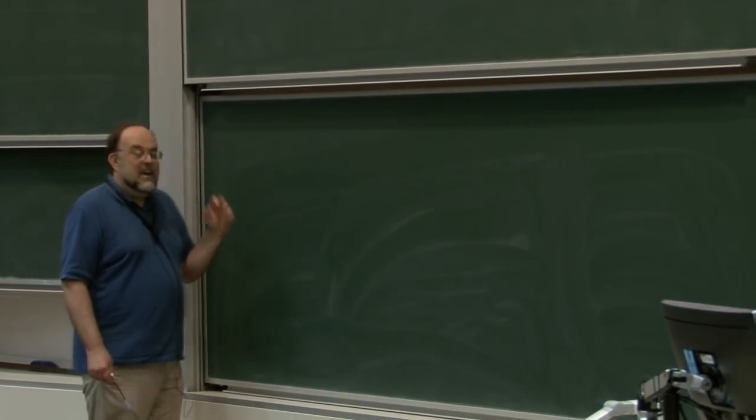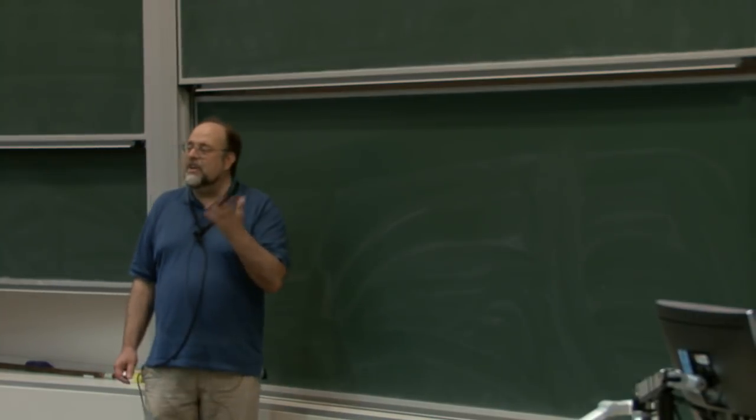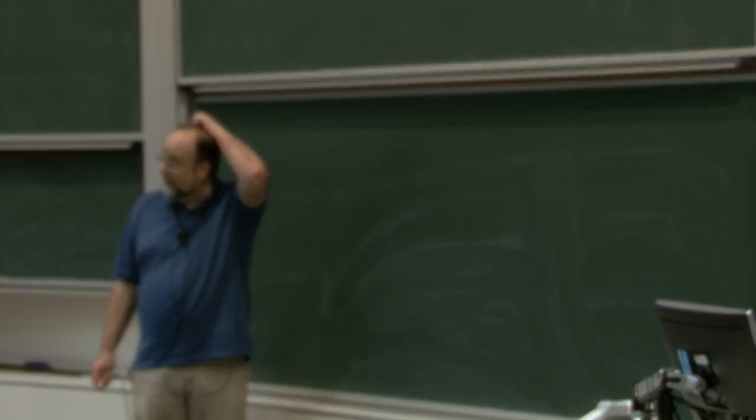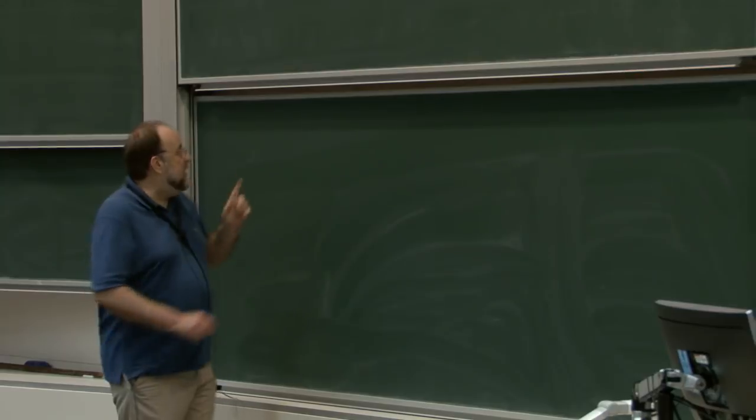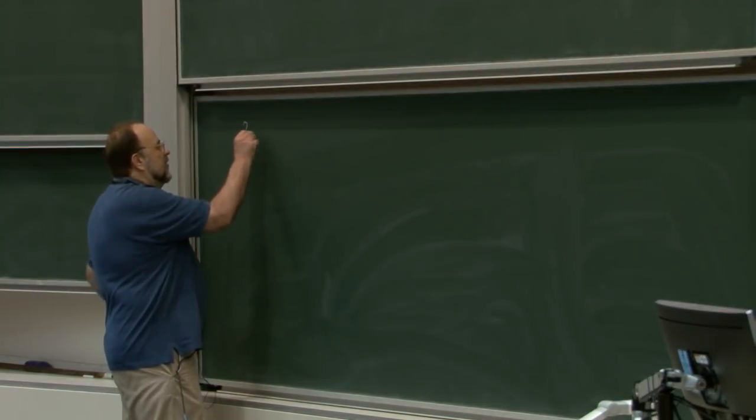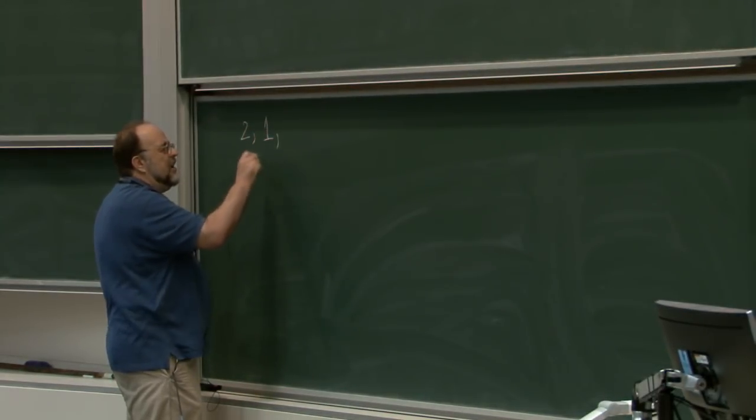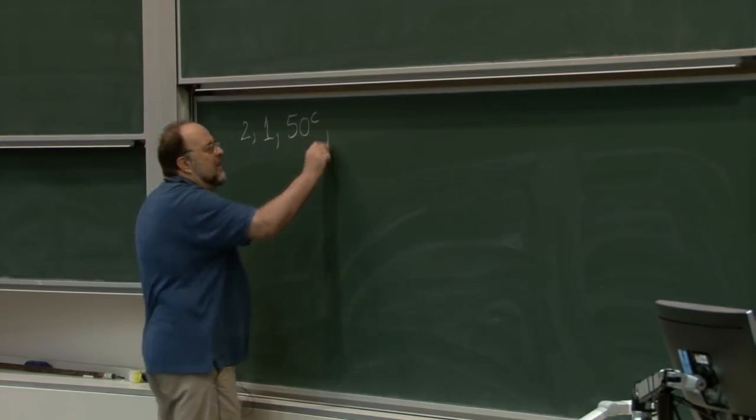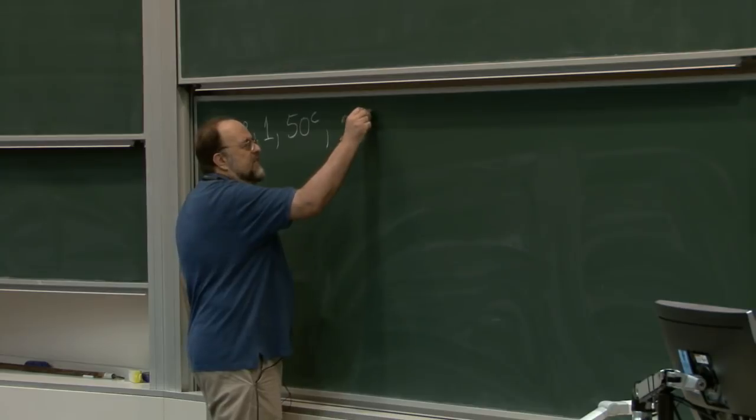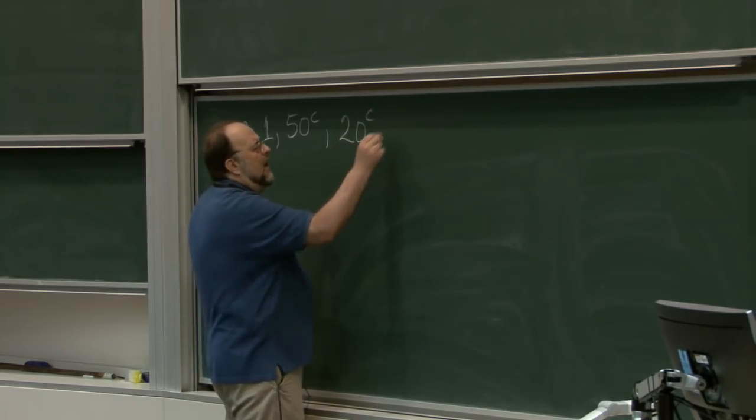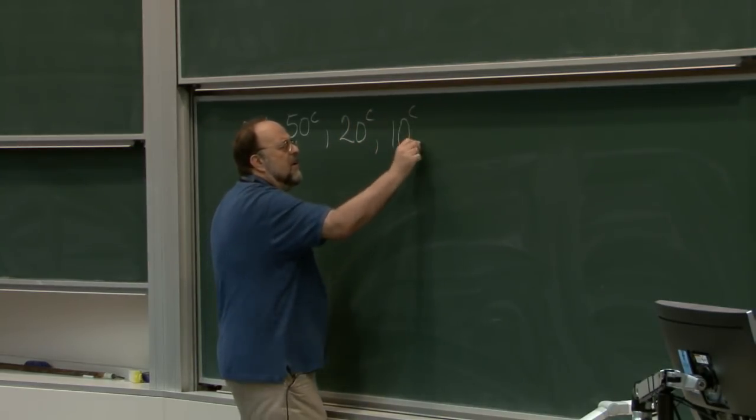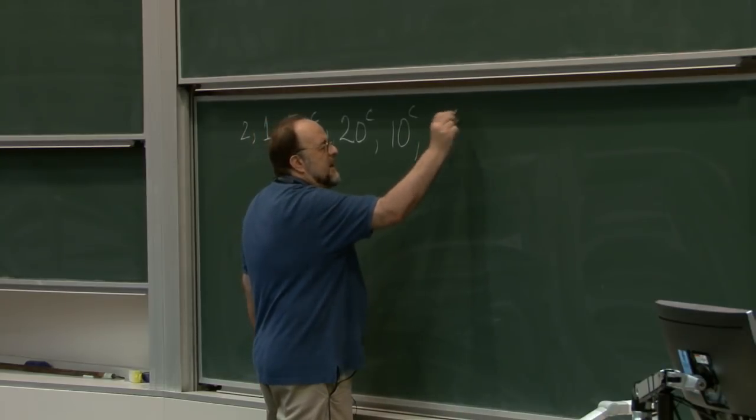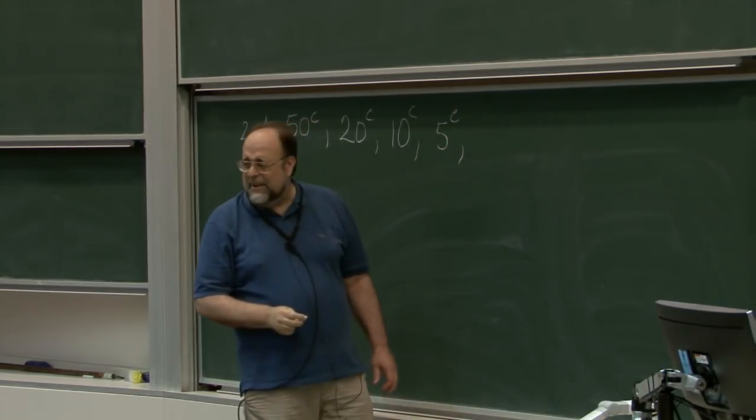Okay. What are the coins that Australia has? It's a $2 coin, $1 coin, 50 cent, 20 cent, 10 cent, 5 cent. Do they still have 1 cent penny?